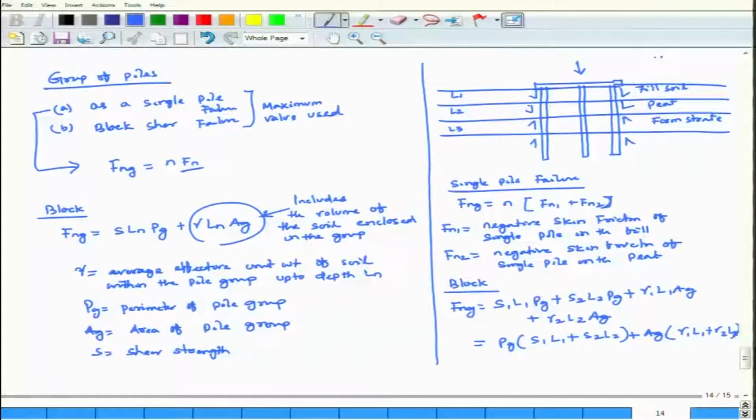Why I explain this one: the negative friction is occurring because there are two soils, one is fill soil, another one is peat, both are producing negative skin friction. So, layer by layer you have to calculate your values, then compare considering single pile failure and considering block failure, and the maximum value you take as the negative skin friction.